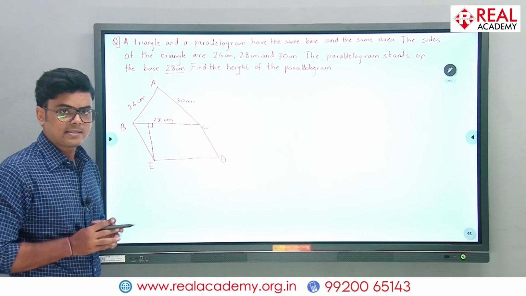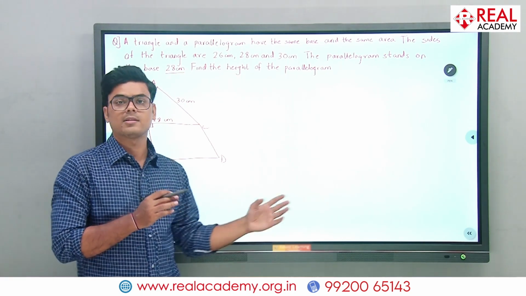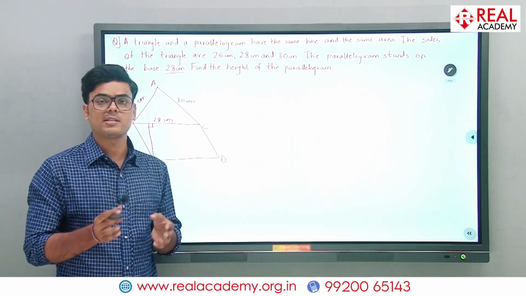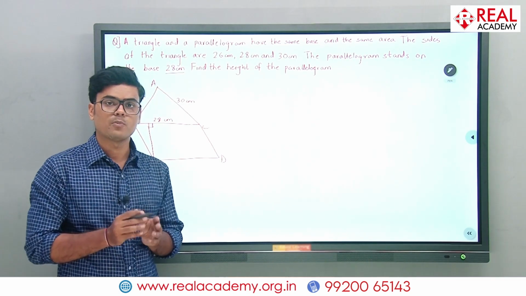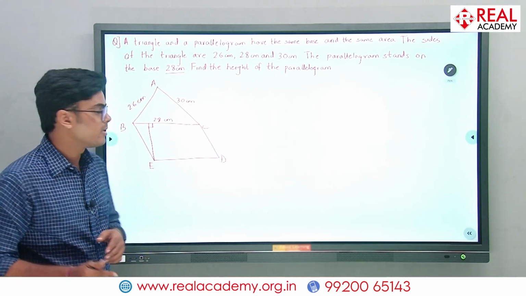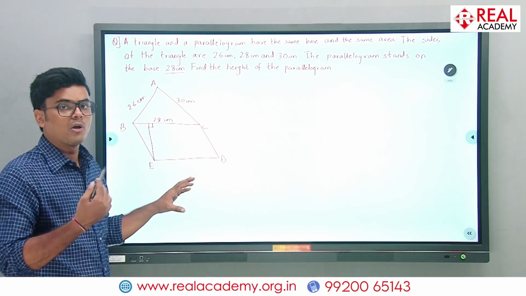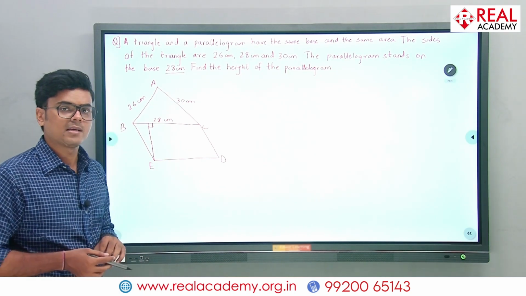Okay, so it is not necessary that each and every time you will only be using Heron's formula or the area of triangle formula. You must also remember other formulas, correct? What is the area of a parallelogram? The area of a parallelogram is base into height. We know the base of this parallelogram, we have to calculate the height, but we will also know the area of this parallelogram when we calculate the area of this triangle.